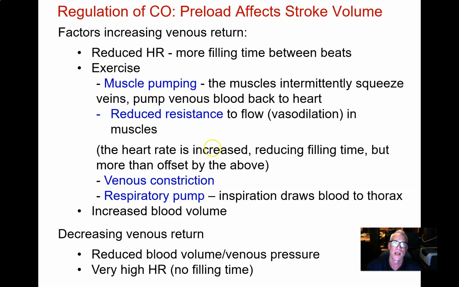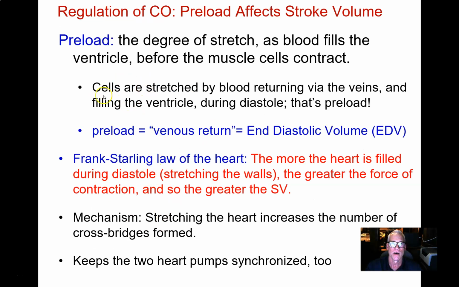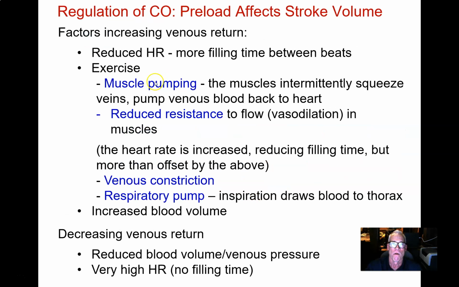So what are the things that affect venous return? If we're saying that venous return, preload, is a big factor in stroke volume, let's look at it. During exercise, there's a couple of things that happen that increase venous return. One is muscle pumping. There's veins deep down in your muscles, and every time you contract the muscles, it wrings out the blood from those veins and pushes it back to the heart.